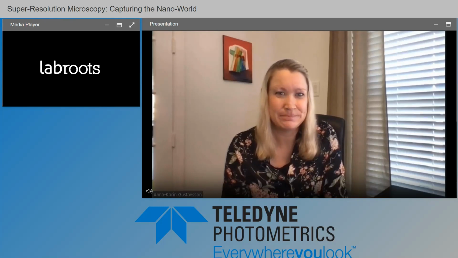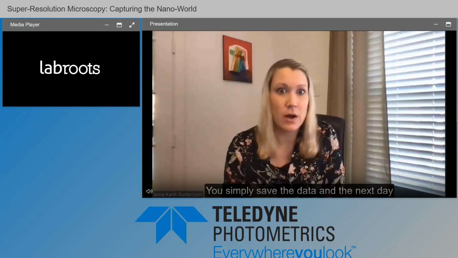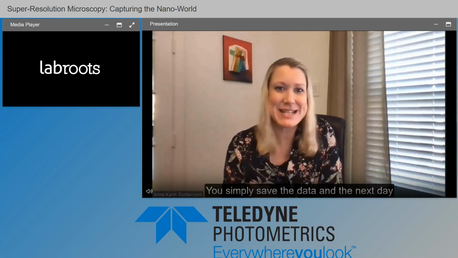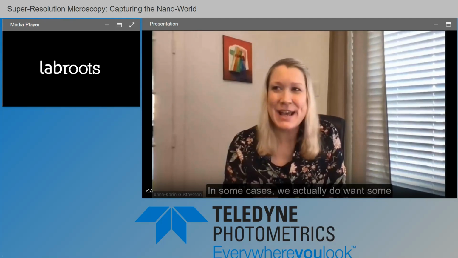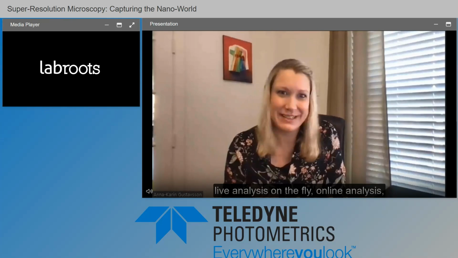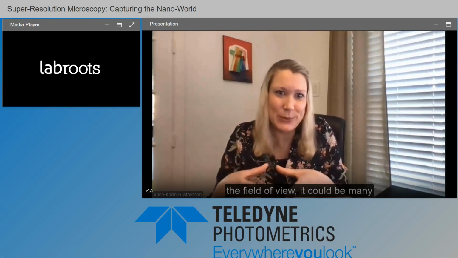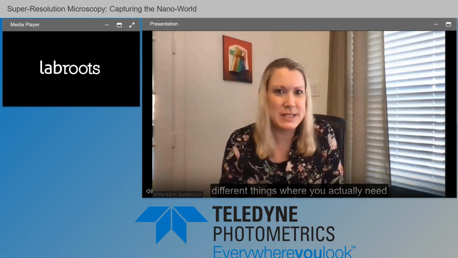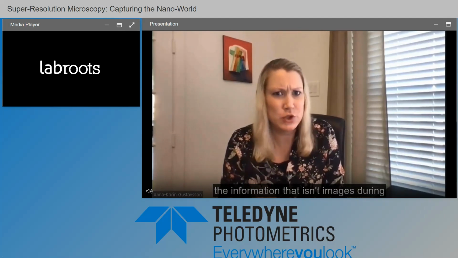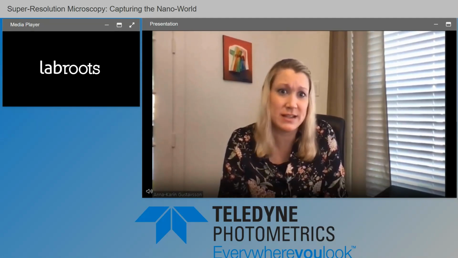And that becomes even more important the faster and more information you get, that you can fast access that data. In some cases, it's enough to do all the analysis in post-processing. You simply save the data and the next day you can analyze it. In some cases, we actually do want some live analysis on the fly, online analysis. It could be for drift correction, it could be for keeping a sample in the field of view, it could be many different things where you actually need the information that is in the images during the actual image acquisition and update some parameters based on what you see.